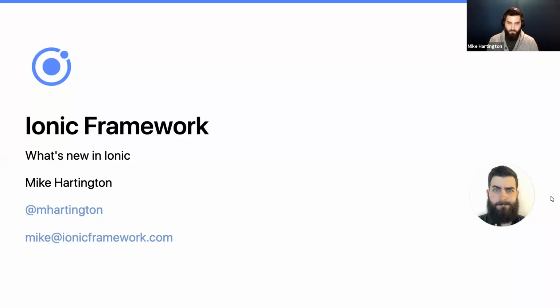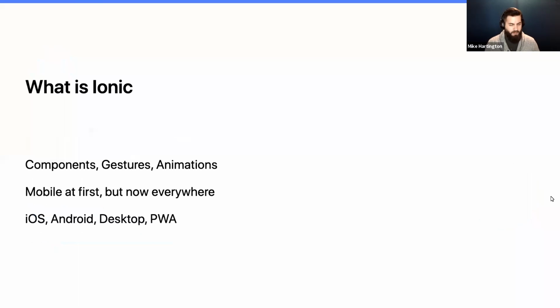So we all know really what Ionic is. It is a collection of components, some gestures, animations to help developers build their mobile apps more effectively. And while we started off with the goal of let's just help developers build hybrid and mobile apps, we now see Ionic being adopted for other platforms as well. So iOS and Android are still around, but we see progressive web apps being a huge target for Ionic. We also see desktop apps with technologies like Electron becoming more and more common in our developer circle.